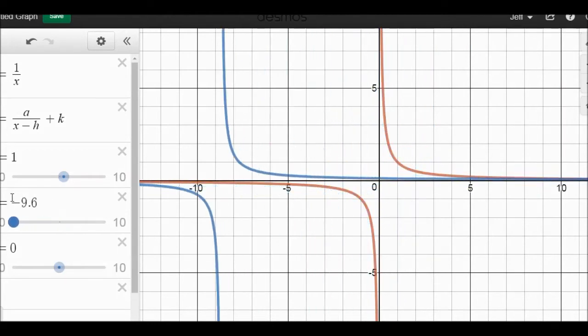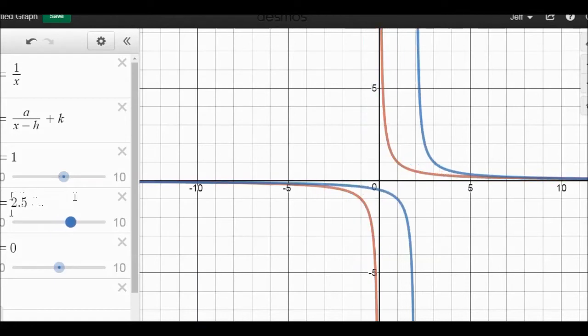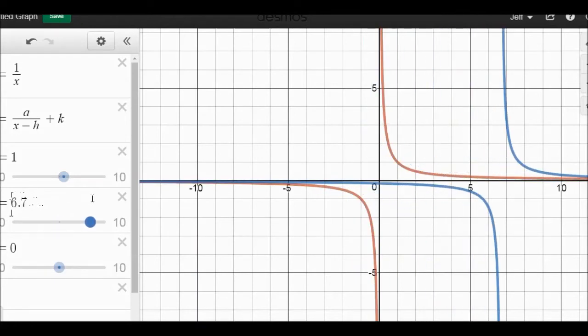Look at that. That's awesome. I like that. Okay, so if h is 6.7, every point is translated to the right 6.7 units. Now notice it's going to show up as 1 over x minus 6.7, right? Because it's minus the positive value. So 1 over this blue graph is 1 over x minus 6.7.